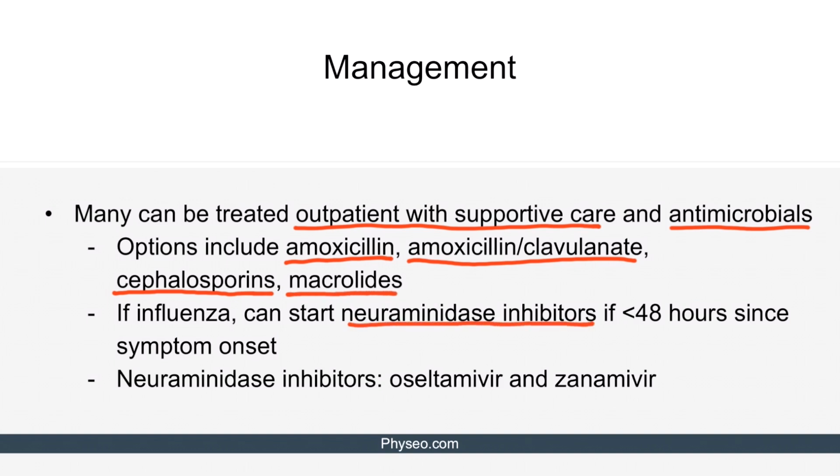However, the preferred time frame for the administration of neuraminidase inhibitors is within 48 hours of symptom onset, so the patient has to be evaluated early in the disease course for these to be prescribed. Some neuraminidase inhibitors that can be used in the treatment of influenza include oseltamivir and zanamivir.